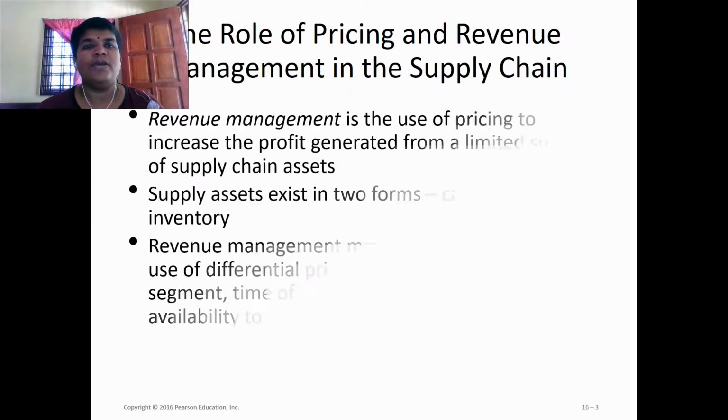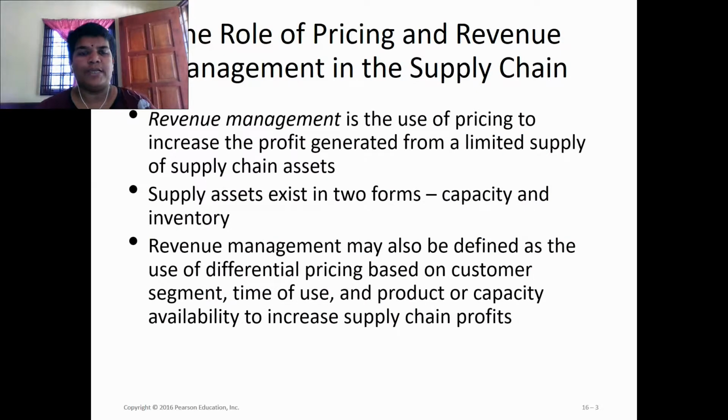The role of pricing and revenue management in supply chain. Revenue management is the use of pricing to increase the profit generated from a limited supply of supply chain assets. Supply assets exist in two forms. One is capacity and another one is inventory. Revenue management may also be defined as the use of differential pricing based on customer segment, time of use, and product or capacity availability to increase supply chain profit.